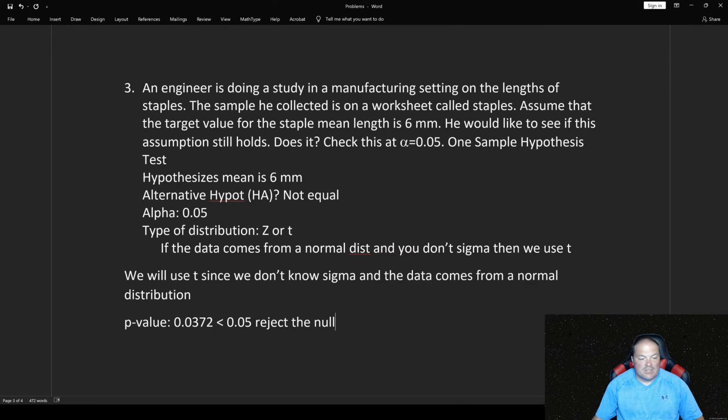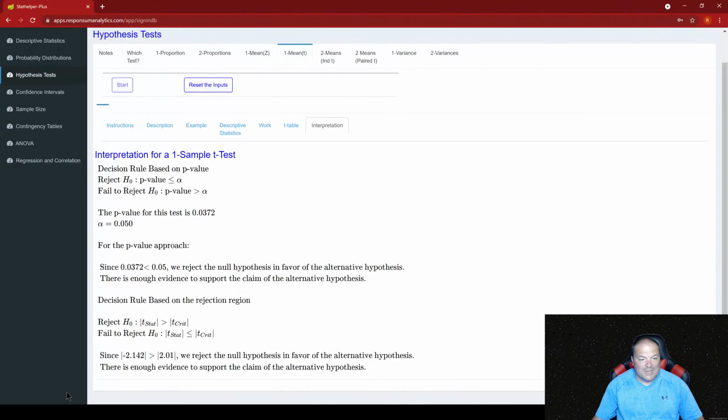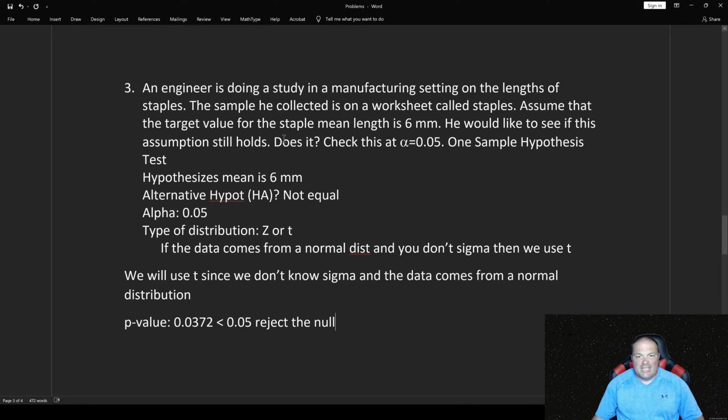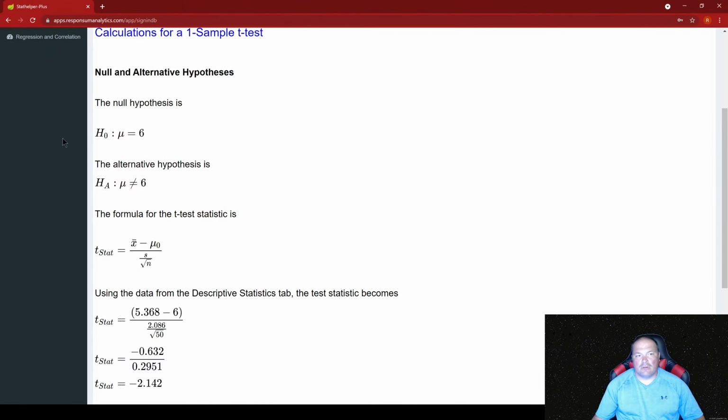All right, great. So let's go back here. What does that actually mean? Well, if we go back to the work, we're going to come up here and say, I'm rejecting the null that mu is equal to 6, in favor of the alternative that the mean is not equal to 6. Okay, so think about what we've done so far. This is what I like to call the real world question. What do they want to know? They want to know, does the assumption still hold? Okay, then we turn this into a statistical question, and the statistical question became the null, mu is equal to 6. The alternative is that mu is not equal to 6.